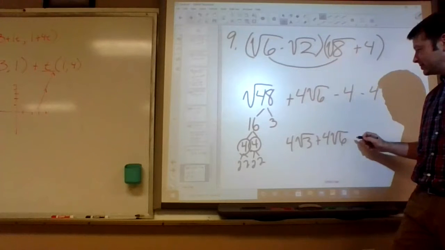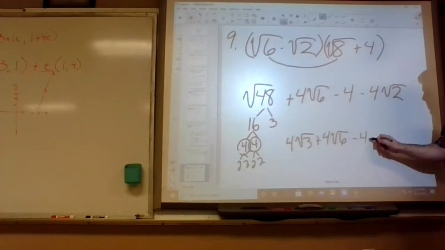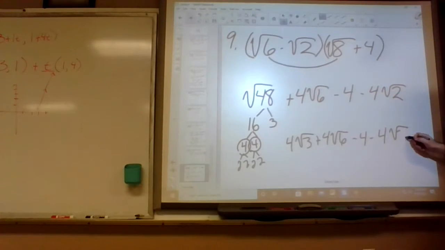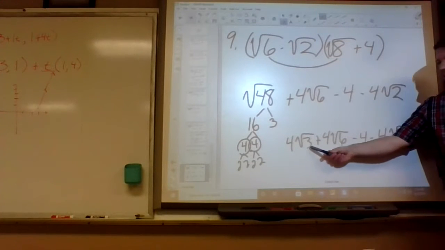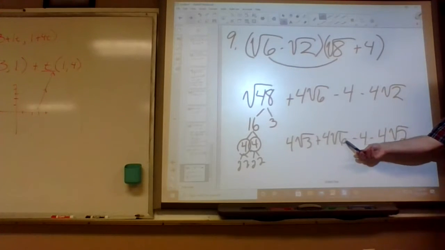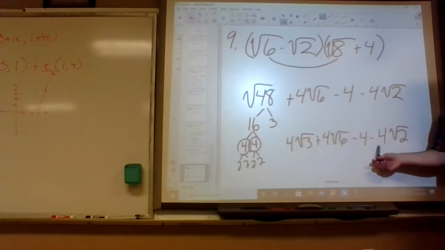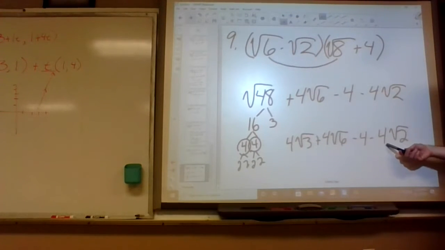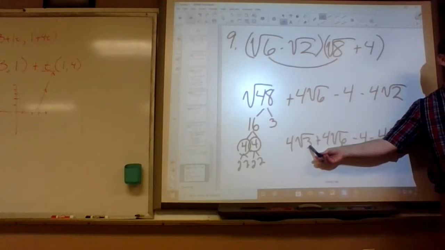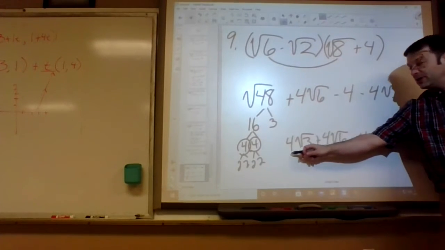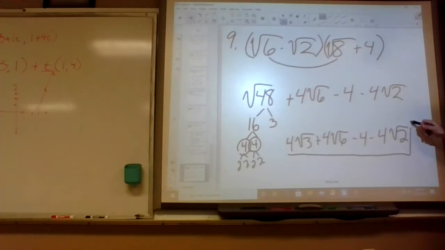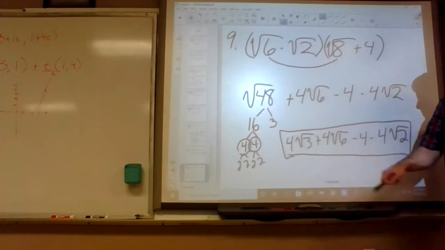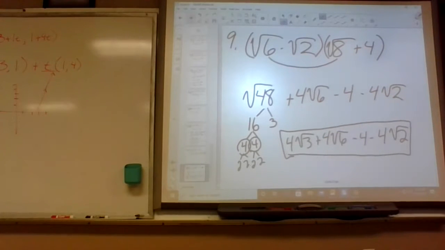Does that mix? Yeah. Minus 4 square root of 2. Does any of this mix? No. These are all not like terms. They're all different. Imagine saying yes to that. So when you have 3 things that don't go together, this is when none of the calculators work on these kinds of problems.